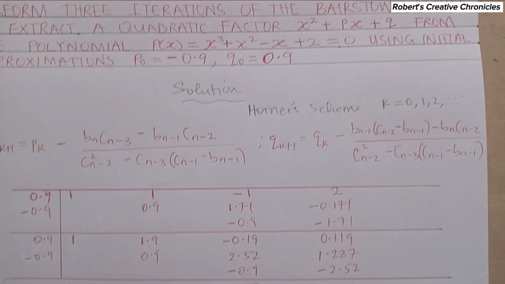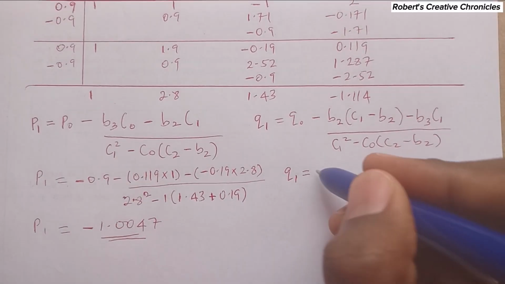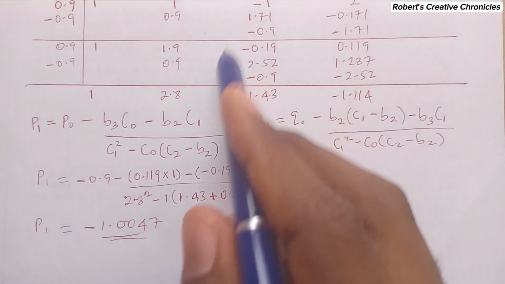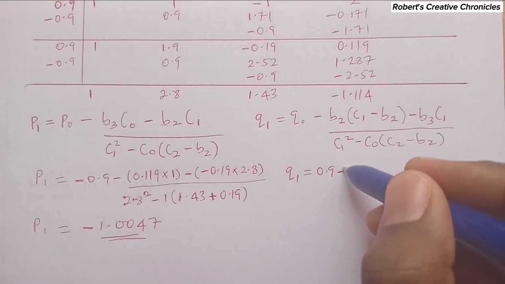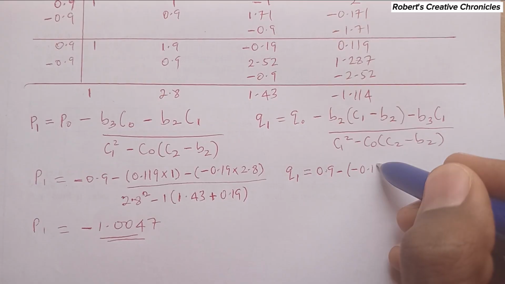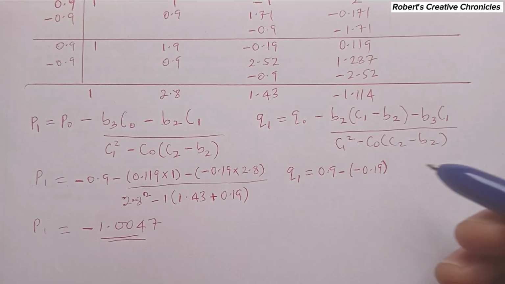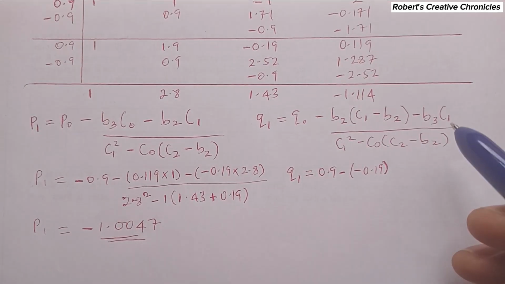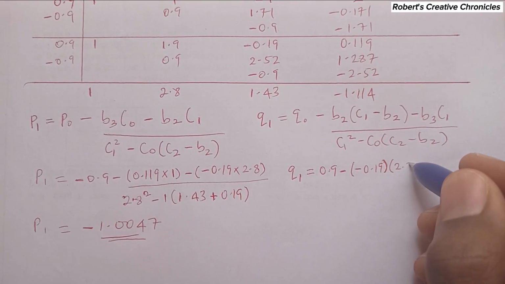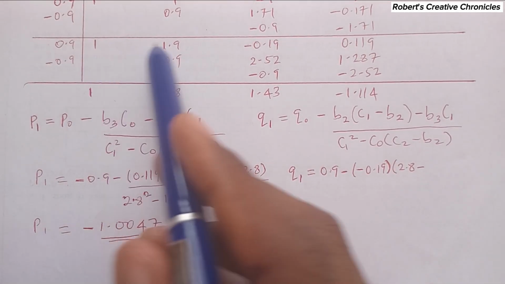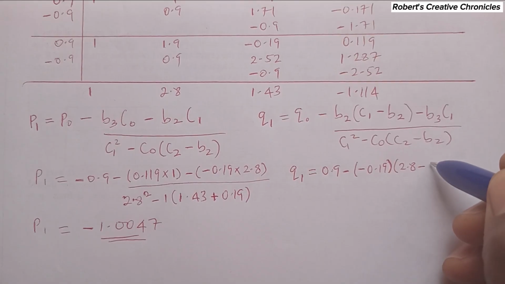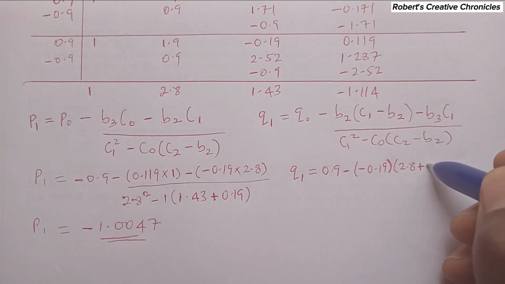For Q1, Q0 is what? Q0 is 0.9. It will be 0.9 minus B2. This is B0, B1, this is B2. So it's minus 0.19, minus 0.19. Then what is C1? C0 is C1, 2.8 minus what's B2? B1. This is B2. B2 is what? This is negative, negative, so it's plus 0.19.